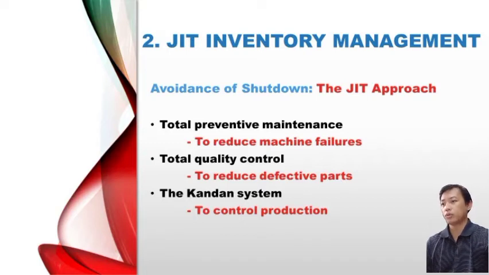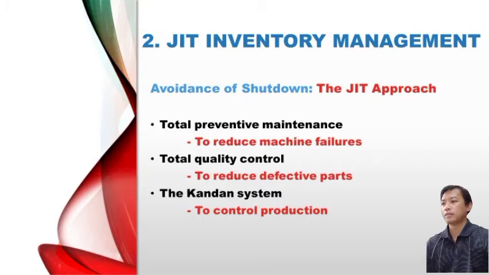Another is total quality control to reduce defective parts. So total control is a range of techniques that are employed to minimize errors throughout an organization. By doing so, an organization can greatly improve both its profits and customer satisfaction, which requires the involvement of employees across the organization who are empowered to make changes. Another is the Kanban system to control production.